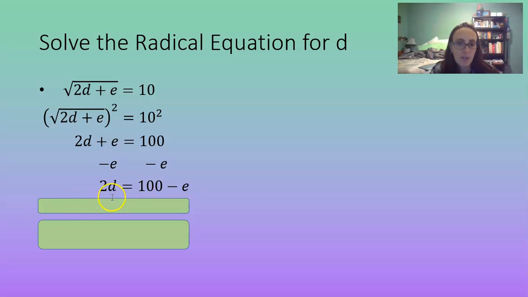Now, the last thing I have to do to get d by itself is I have to get rid of my times by 2, so I have to divide by 2. So I'm going to divide by 2 on both sides. When I do that, these 2's cancel out.